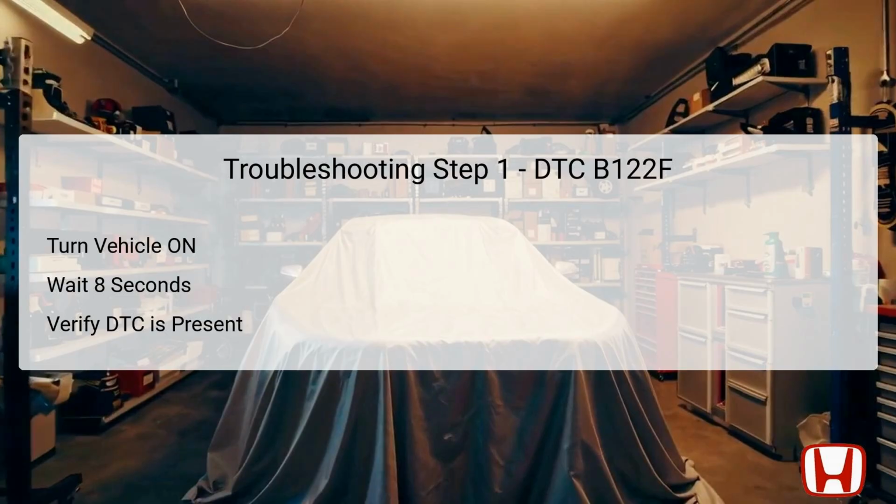After this duration, it is essential to verify whether DTC B122F is still present in the system. If the code persists, it confirms there is an underlying issue with the climate control components that needs to be addressed through further diagnostics. Additionally, ensuring the vehicle is in the on position guarantees that all electrical systems are active and functioning as necessary during testing.